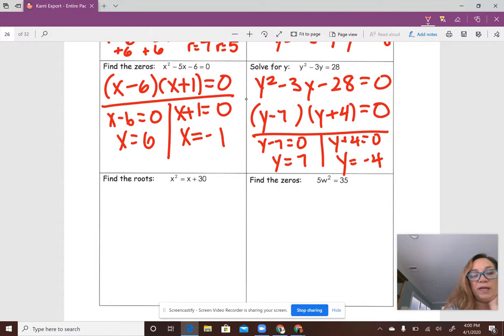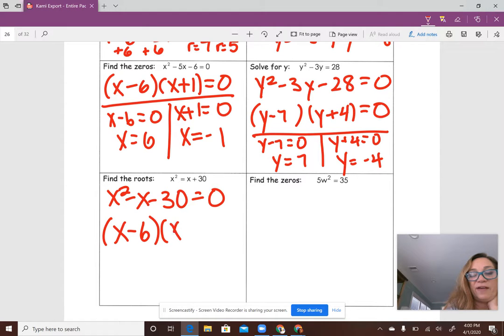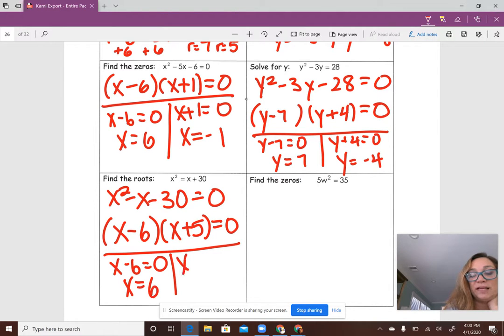Okay, so for this one, I'm going to do x squared minus x minus 30 equals 0. That is x minus 6 as one factor, x plus 5 is the other factor. Those are called quantities, or you could say it's a binomial. So you get x equals positive 6. x plus 5 equals 0, so you get x equals negative 5.